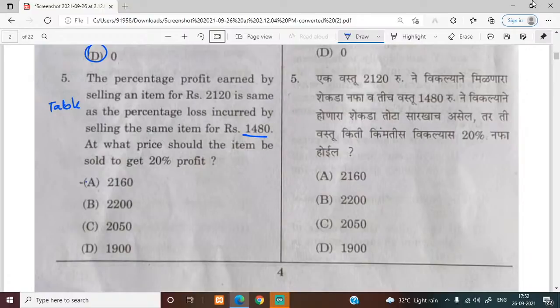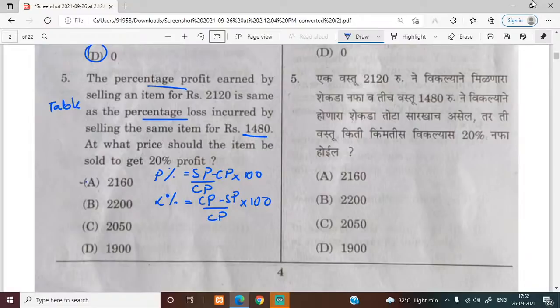Okay, so in this question you should know the formulas of profit percent and loss percent. So students, the profit percent formula is selling price minus cost price upon cost price into 100. And the loss percentage formula is cost price minus selling price upon cost price into 100. Now they are saying the percentage profit is the same as the percentage loss. So this percentage profit and this percentage loss are the same. So I will put those formulas here and I'll put the values also.